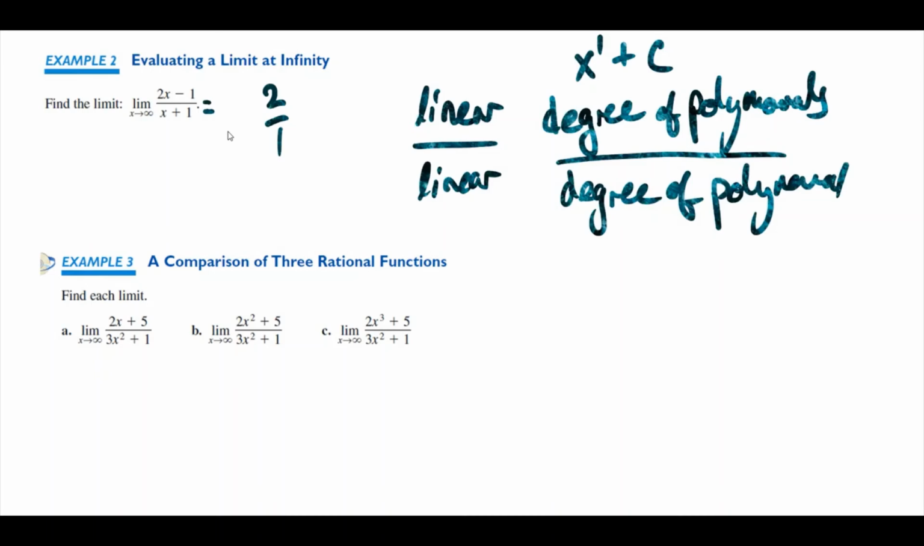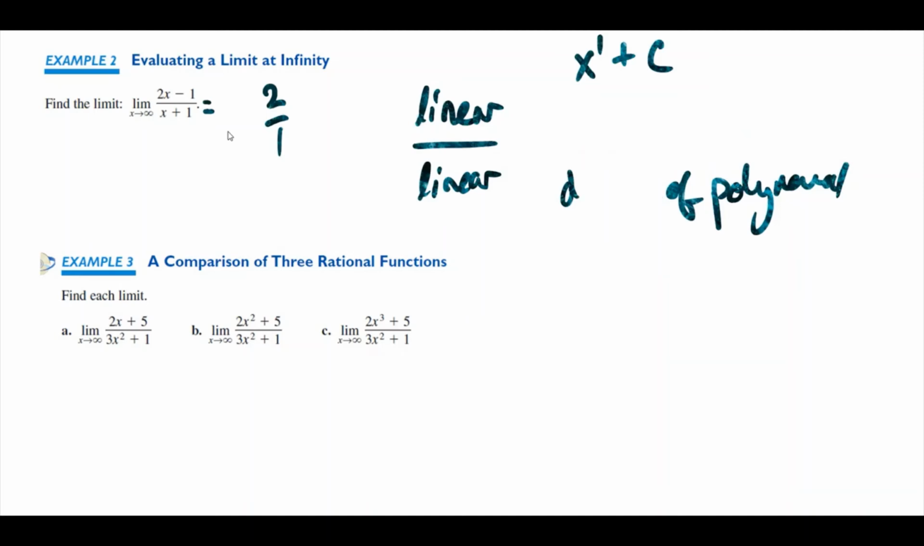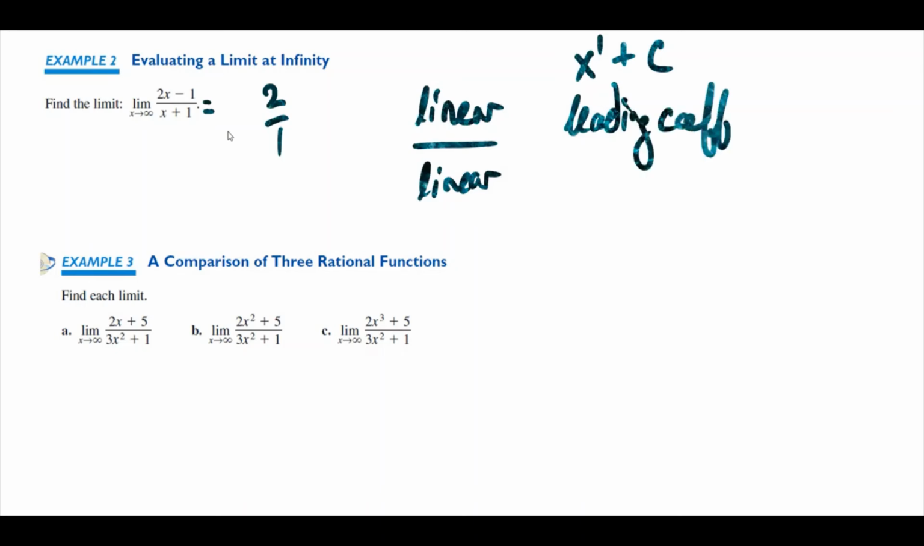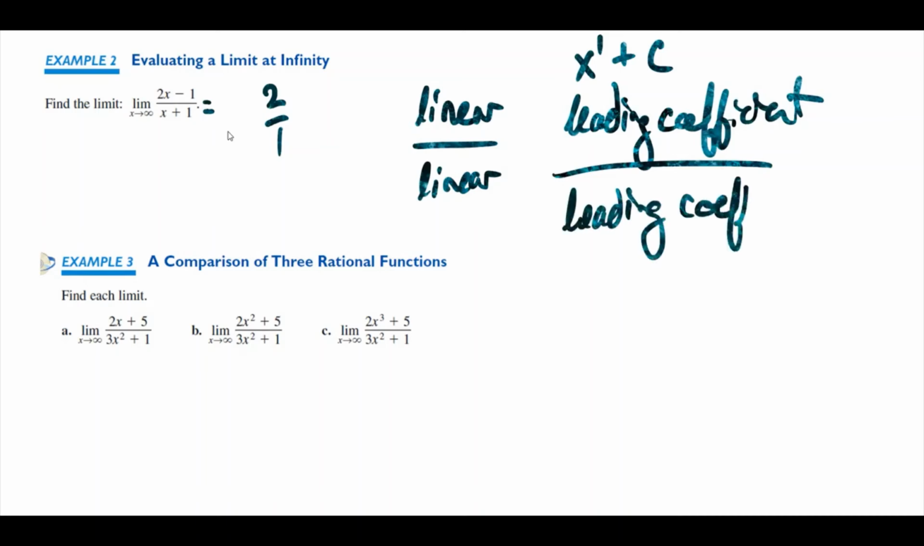The leading coefficient, sorry, this is poorly written, over the leading coefficient. And remember that a coefficient is the number that's in front. Leading coefficient means that we're looking at the highest power, which here is just 1 in our numerator and our denominator.